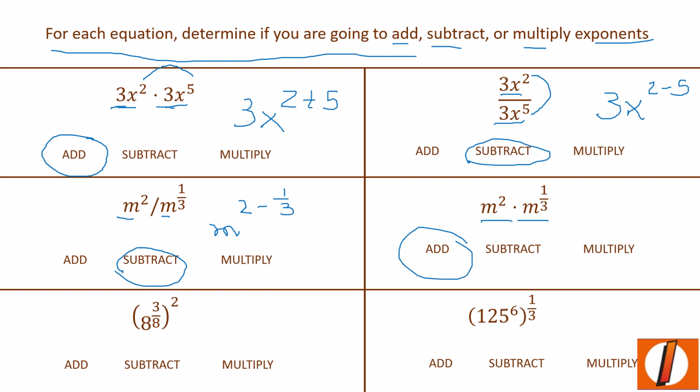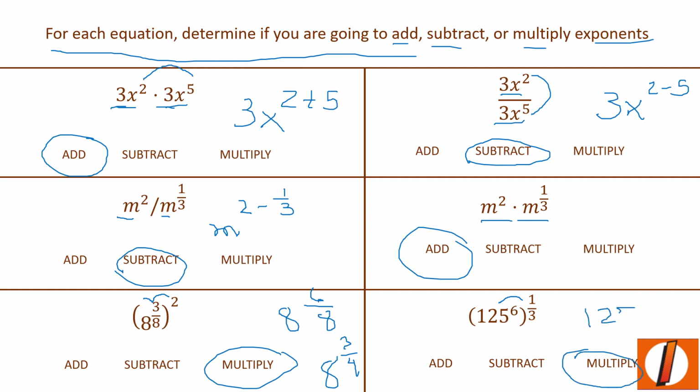All right, now this is not subtraction because we have 8 to the 3/8 raised to the power of 2. This is multiplying. So this would be 8 to the 3/8 times 2 would be 6/8. You'd simplify that. That would be 8 to the 3/4 power. All right, again here, a power raised to a power, we're going to multiply. So this would be 125 to the 6 over 3. Simplify that. 6 over 3 is 2. So that would just be 125 squared.